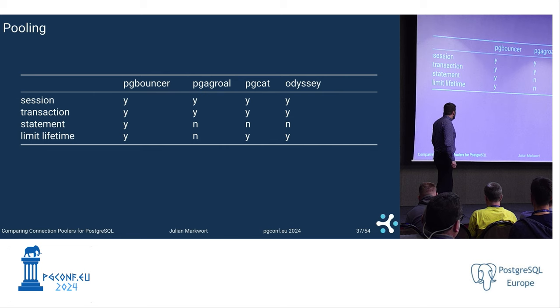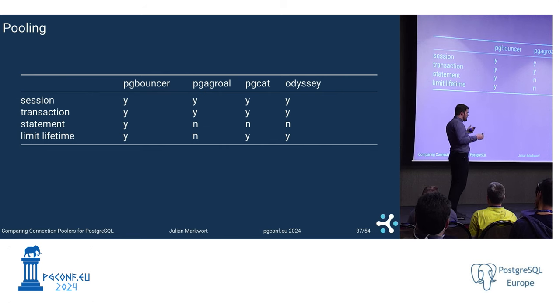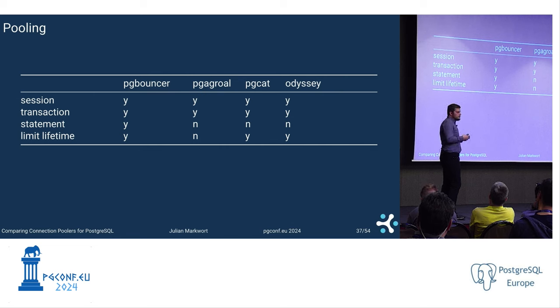I don't know. And one crucial feature to address this problem that I brought up earlier about the very long-running connections where we get cache bloat is the ability to limit the lifetime of connections from the pooler to the server. And this is something that pgbouncer, pgcat, and odyssey support, but I have found nothing in the documentation regarding pgagroal supporting any session lifetime limitations.